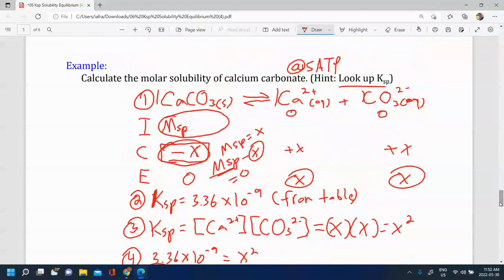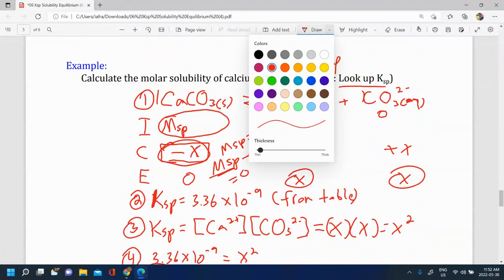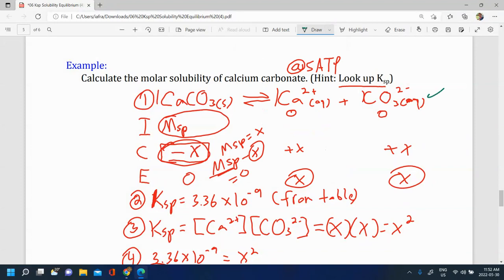So what do we do to solve this problem? Well, first of all, we realized that we want to dissolve calcium carbonate, so we wrote a dissociation equation, and we made an ICE table, and we set it up. And the question was asking us for the molar solubility. So we're looking for this initial value over here. Essentially, we're looking for our x value.